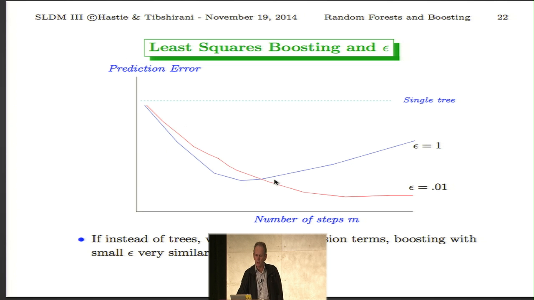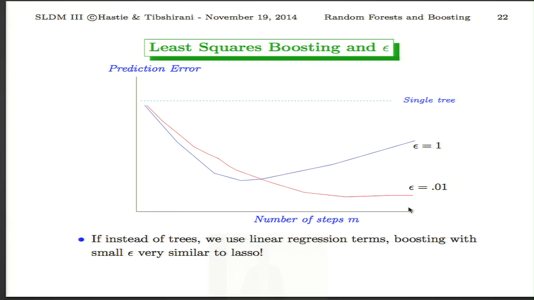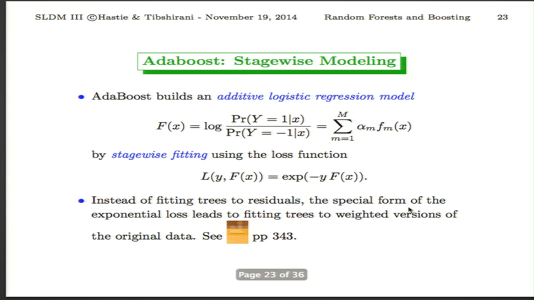And this is a cartoon, but it shows that by slowing down, here's epsilon 0.01, it takes longer to overfit. This is meant to be test error. Okay, so this next part I'm just going to skim over.